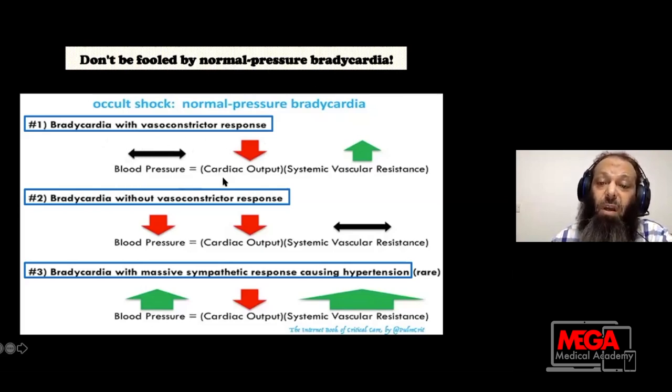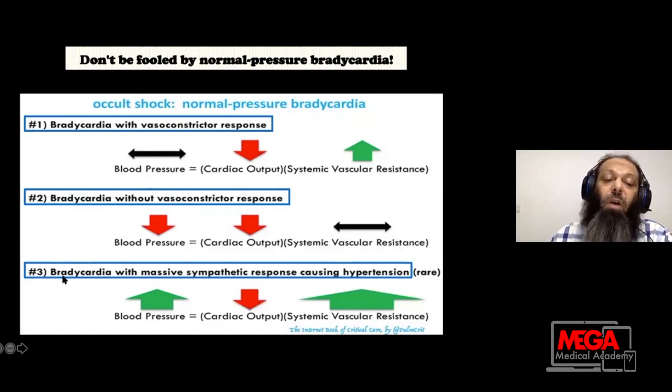But on the other hand, look, if you have an echo or you have an invasive monitoring to measure the cardiac output, you will find definitely the cardiac output is low, though the blood pressure is still maintained. When you have a bradycardia without vasoconstrictor response, here you lost the systemic vascular resistance. Here it's still not increased, still within normal, but the cardiac output dropped because of the bradycardia and low stroke volume. For sure, the blood pressure will be low.